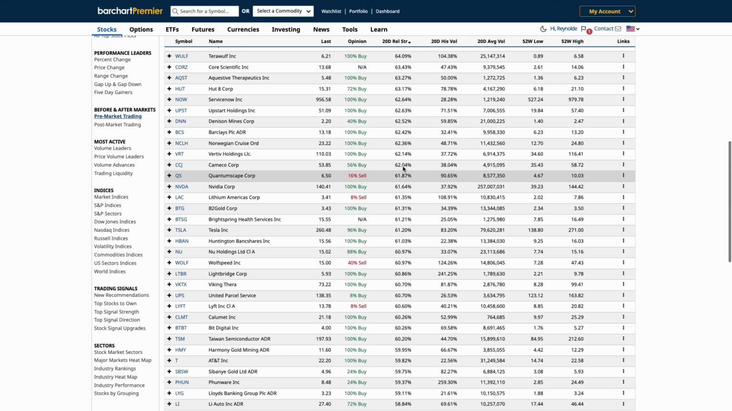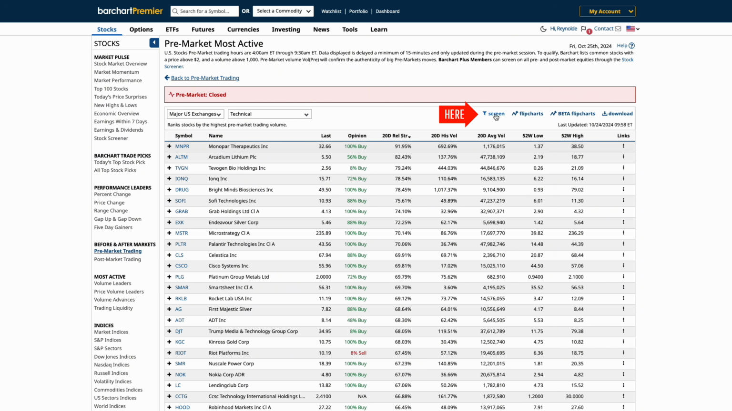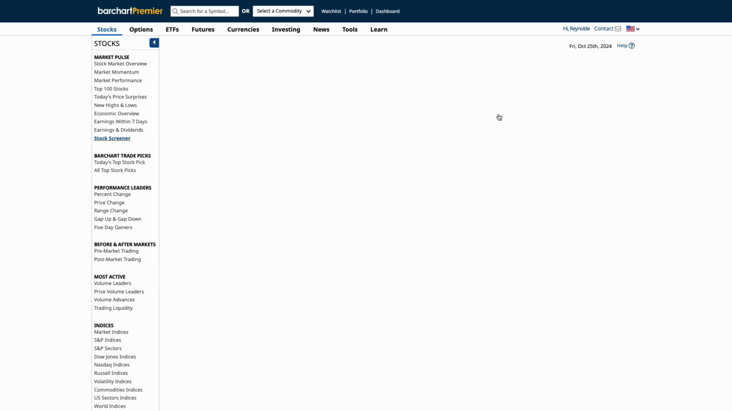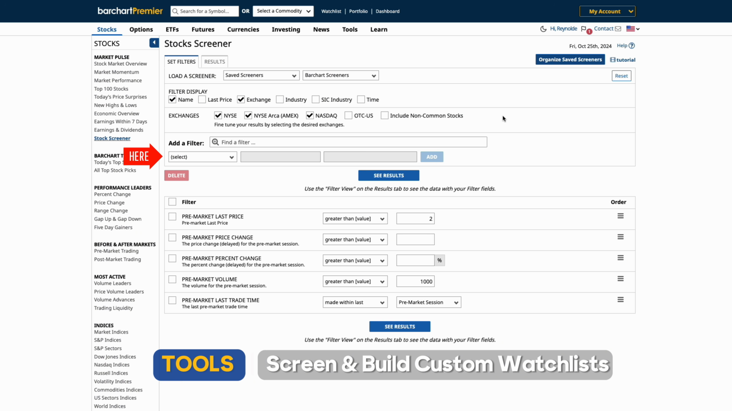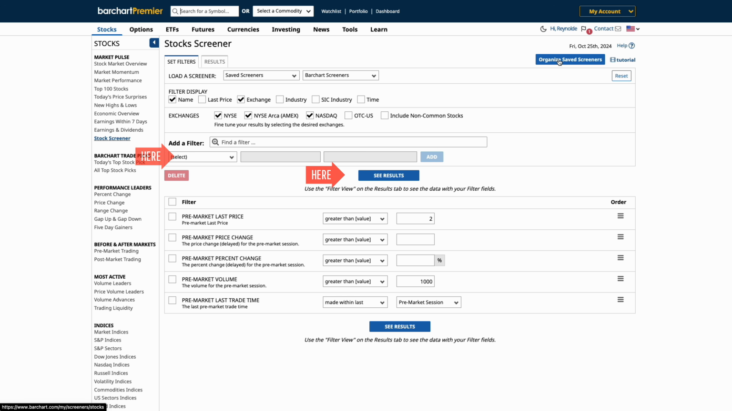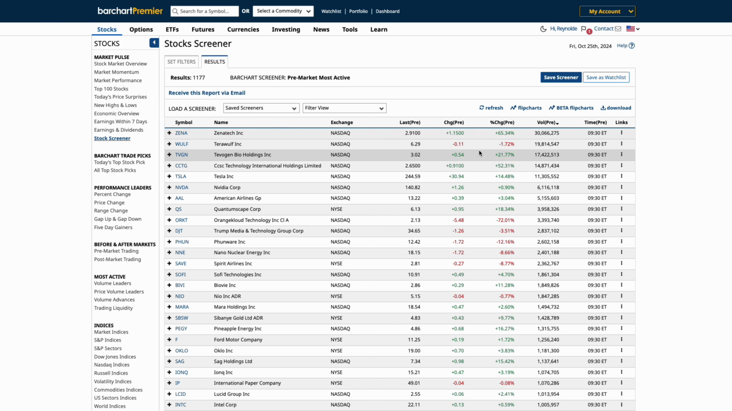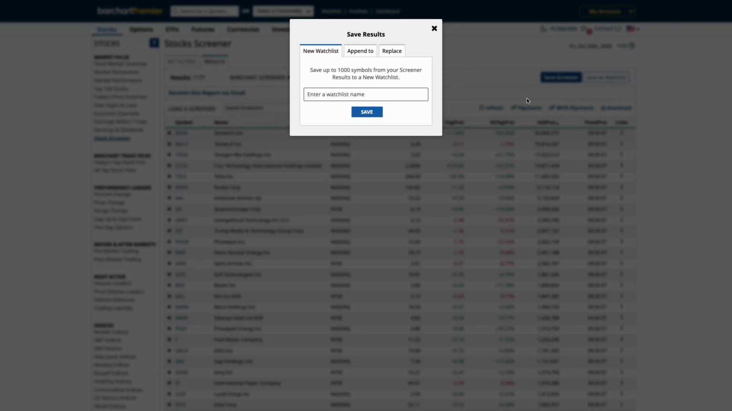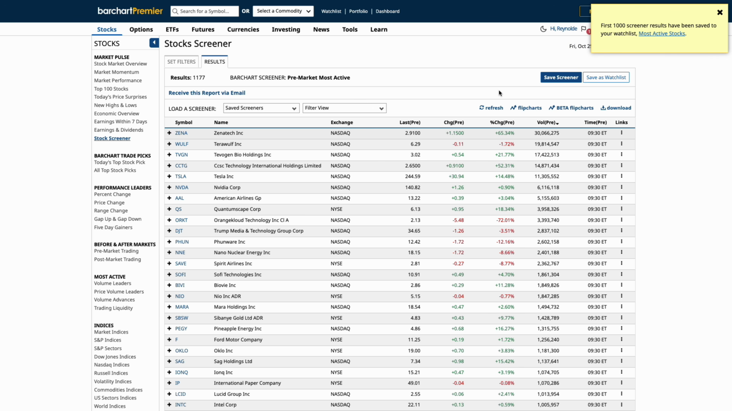And to streamline your trading, you can also screen this data to narrow down your top picks. Adjust Barchart's custom filters to isolate specific criteria, and then click to get results instantly. Once you've honed in on your preferred list, save it as a custom watch list. Give it a name, and then monitor these stocks throughout the trading day.